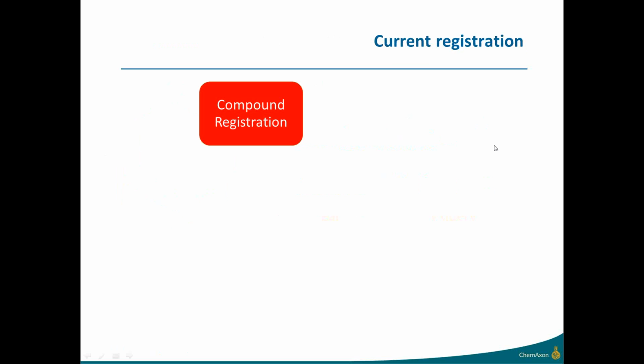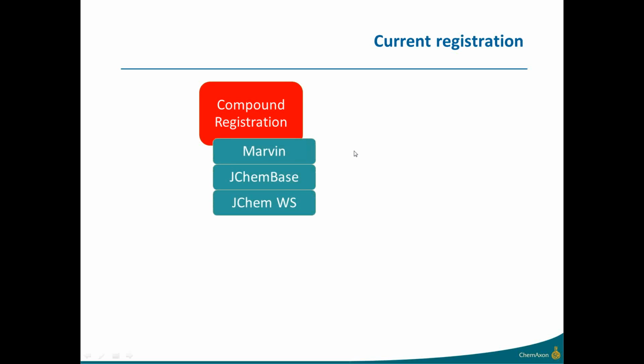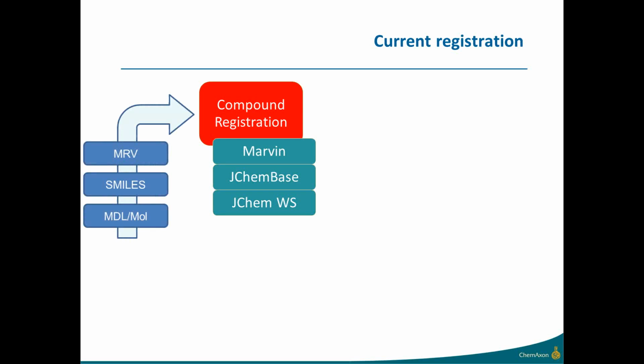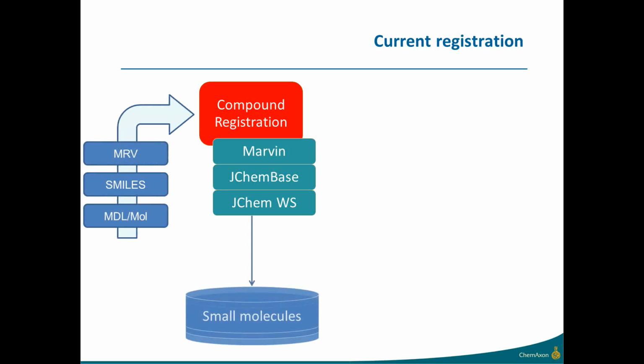How our products operate currently is what I'm going to show you in this slide. So we do have a compound registration which integrates Marvin for drawing and then JChem base and JChem web services for all of the chemistry involved. And it accepts SD files, the common chemical file formats, and then stores this in a small molecule registry.